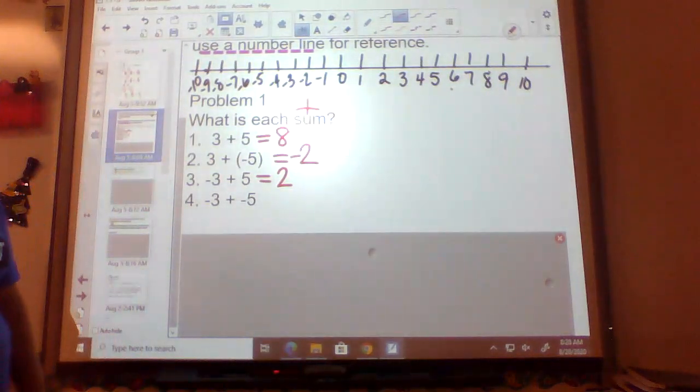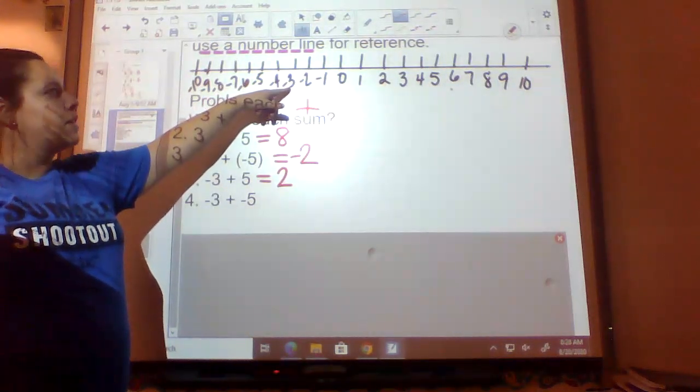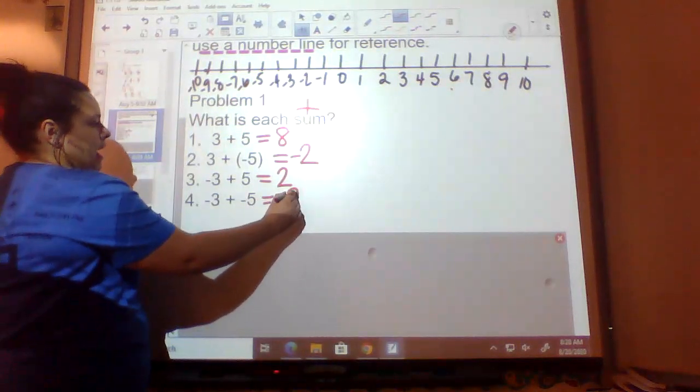Negative 3 plus negative 5. Here's negative 3. I'm going to add negative 5, so I'm going to go to the left because it's negative. 1, 2, 3, 4, 5, and that puts me at negative 8.